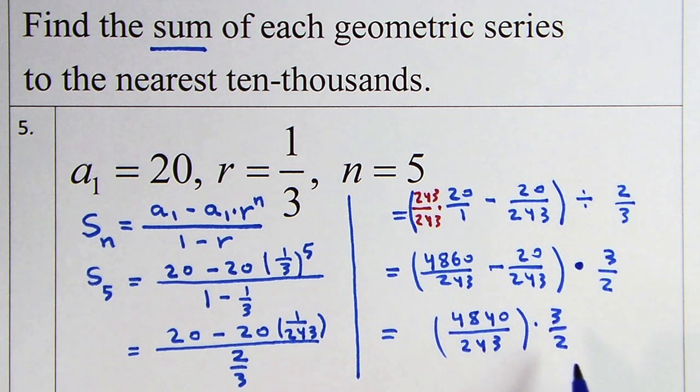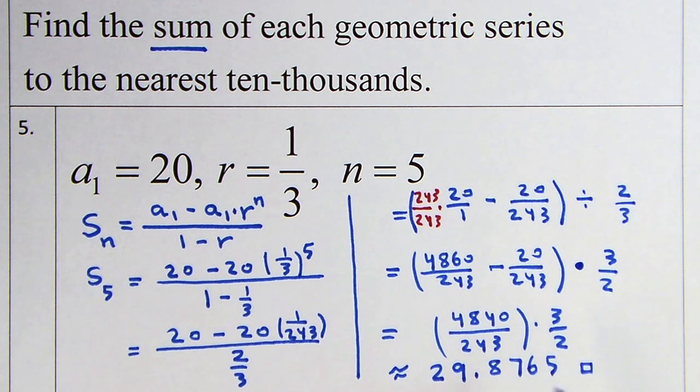We could divide this by 2, this by 2, that's an even number. This divides by 3, by the way, and gives you 81. So that's one way to do it, to reduce your numbers, or get to the calculator and you will get the answer, which is approximately 29.8765. That should do it. Since they asked for 10,000th place, that's what we have, 4 digits.